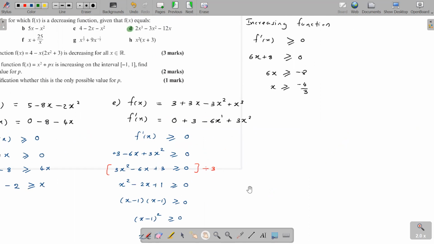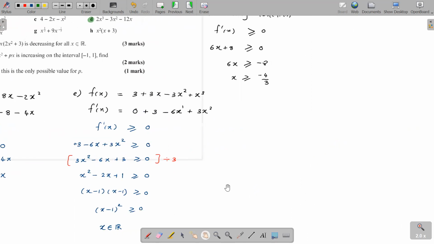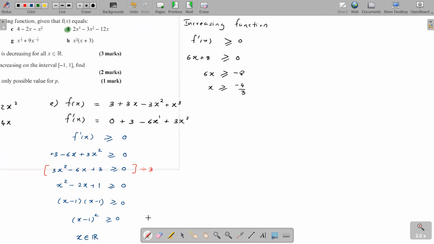Then let's go to the part. I need to do part D, right? I left out part D. Part D I should discuss. Part D, f(x) is 2x cubed minus 3x square minus 12x. Okay, so what do we have here?